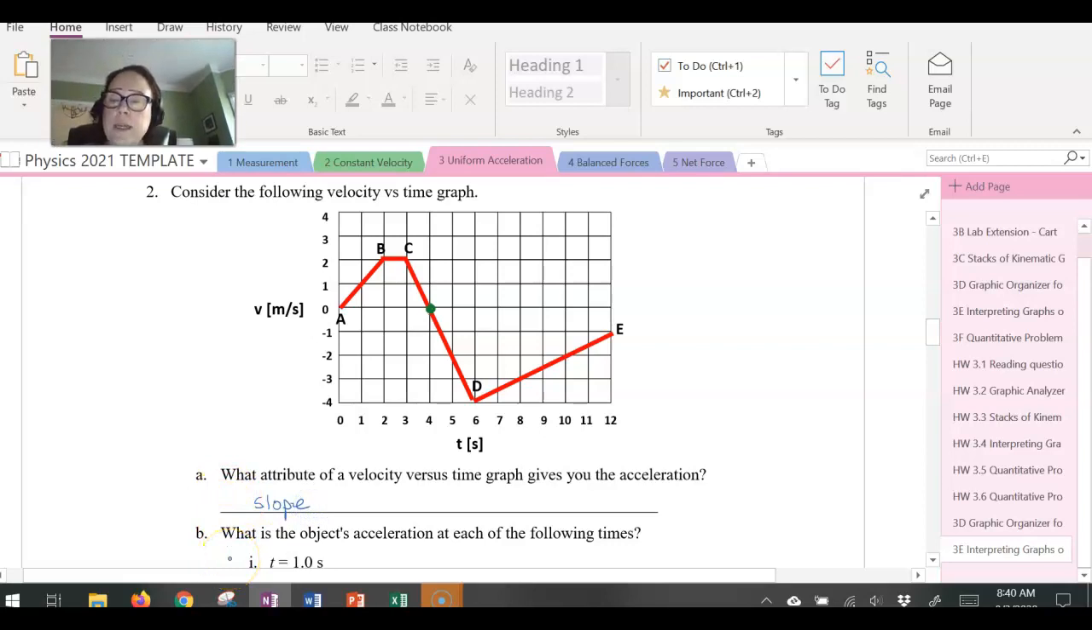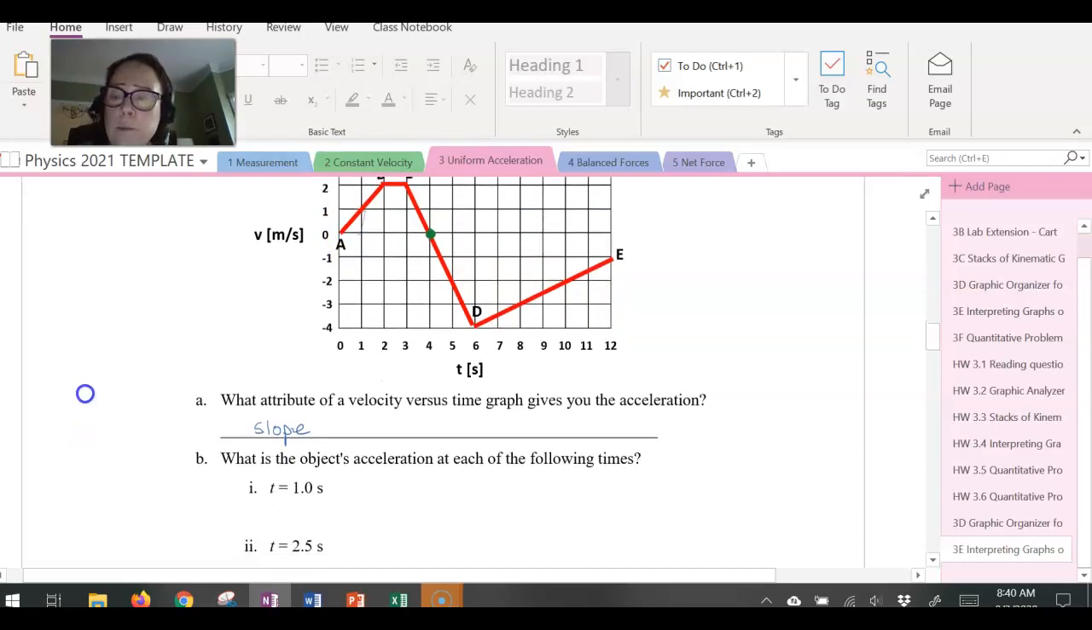Okay, so if we want to look at the slope to find the acceleration, what is the acceleration at time 1 second? Well, if I look up here at the graph, I can see that at time 1, if I went over 1 second, the velocity goes up 1 meter per second. So the slope there is 1 meter per second, or meter per second squared.